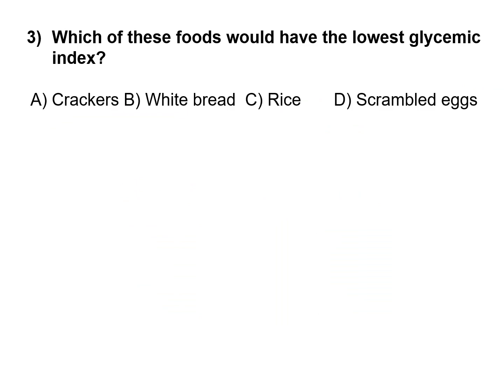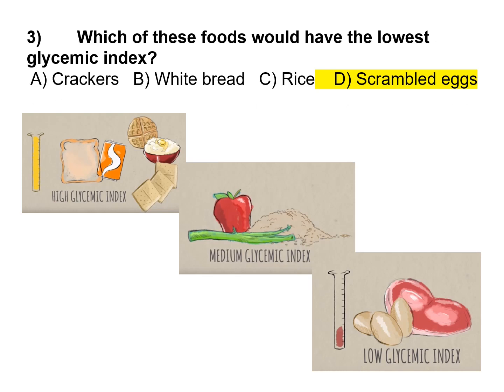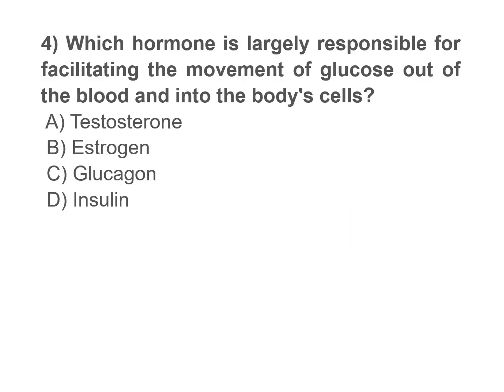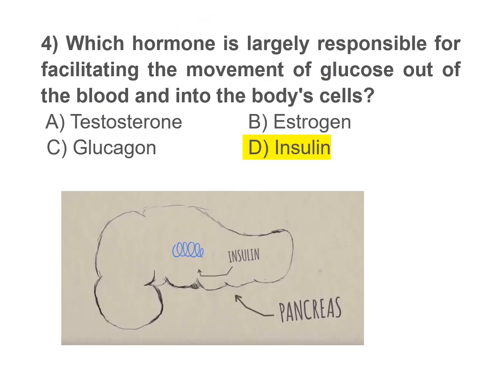Which of these foods would have the lowest glycemic index? So if you watched the video, you know that in the case of the scrambled eggs, we'll have the lowest glycemic index. So in this long question, here they ask you about a hormone. Later we will study that a hormone is a type of protein in most cases that facilitates the movement of glucose out of the blood into the body cells. And the answer will be insulin, and this will be very important, and you watched that in the video.